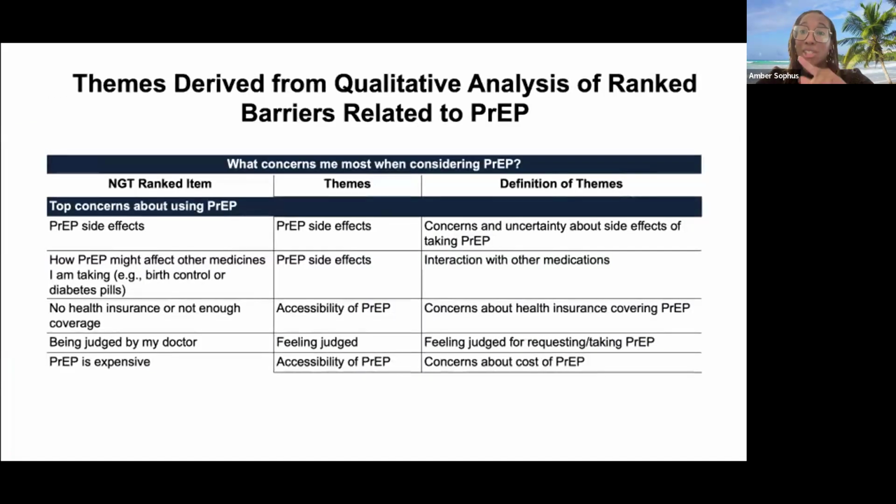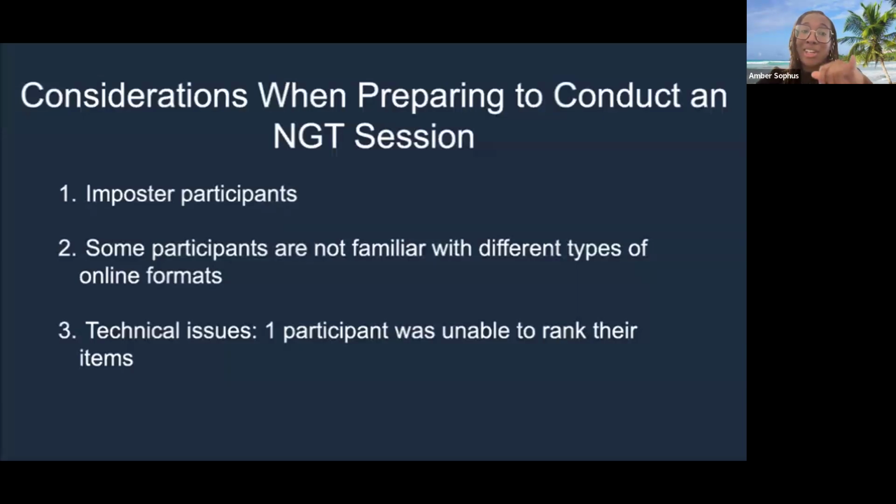So that does bring me to things to consider when conducting the NGT session. One, within any qualitative research, whether it's focus groups or interviews, there's always going to be maybe an imposter participant that comes in, and that is something that happened in one of my focus groups. So you want to make sure you're very up to date with the best methods on conducting online focus groups in general, so you have a good plan to deal with fraud. So you have a fraud prevention protocol in place, which I did.